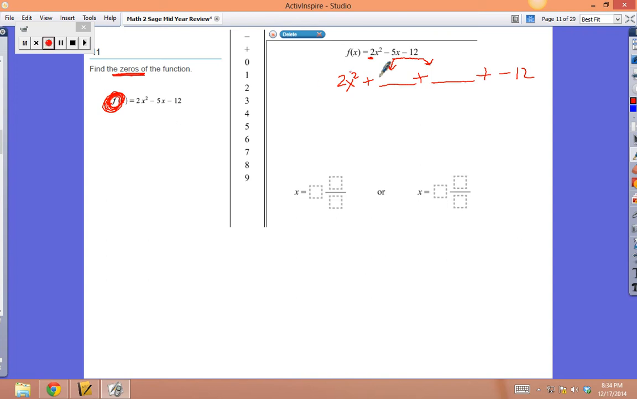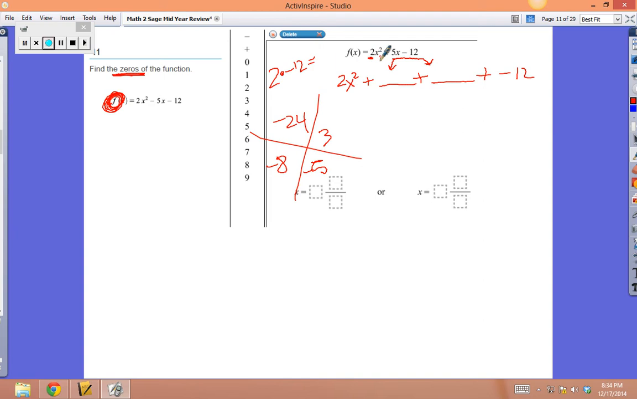You're going to take the first and times it to the last. So 2 times a negative 12 is going to give you a negative 24, and that is your number. You are going to look for something that times and gives you a negative 24 but adds and gives you a negative 5. And you should come across a negative 8 and a positive 3.